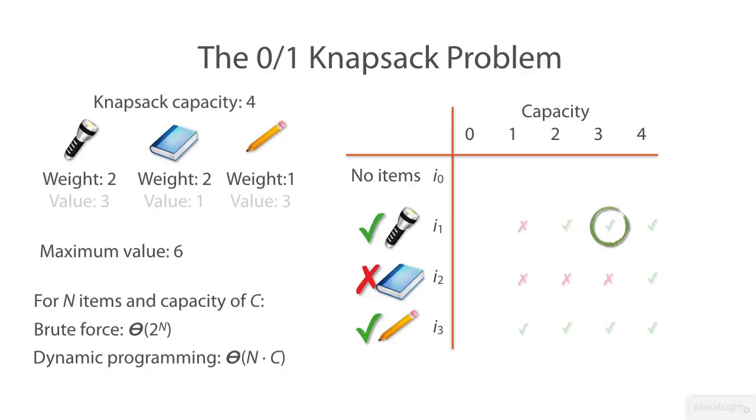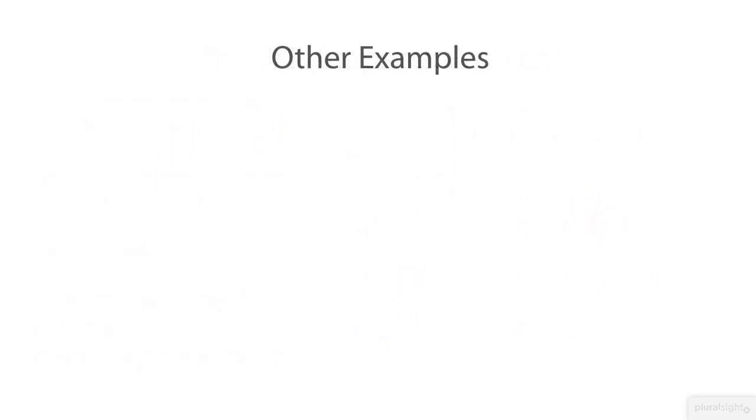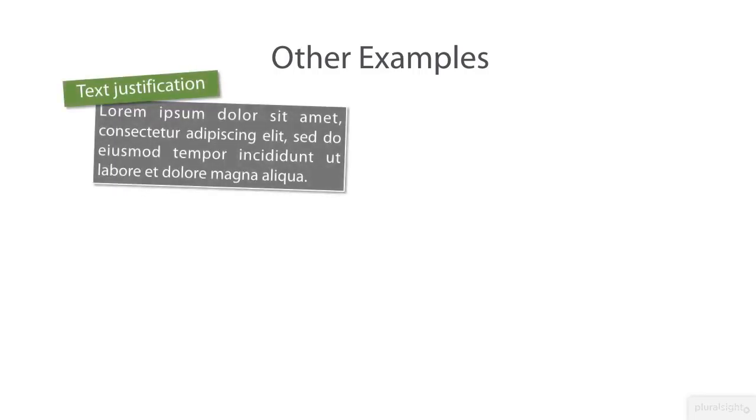I have included an implementation of the 0-1 knapsack problem that we just solved in the source code that comes with the course. Dynamic programming can be used to solve a vast amount of problems. For example, it can be used to decide where to put line breaks in a text in order to obtain a nice and even text justification. The main observation here is that the position of the line break in one line influences where to put the line breaks in the remaining lines.